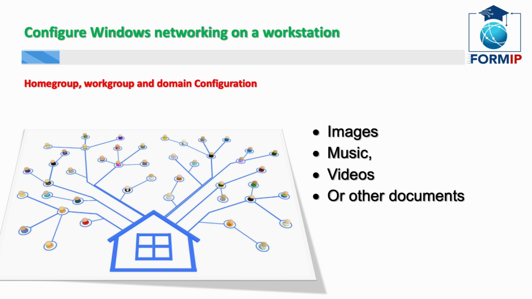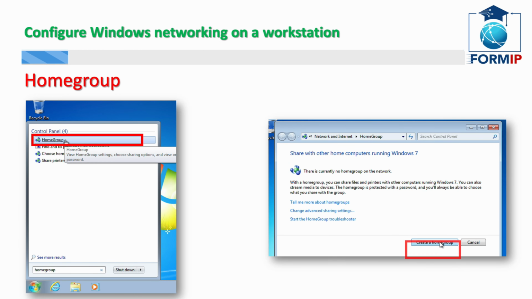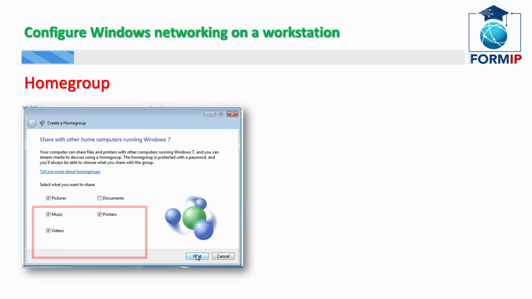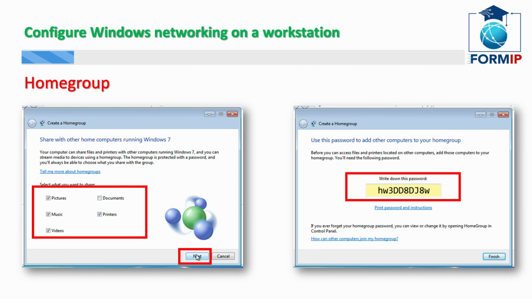So let's see how to create a home group. It is possible that you have already created a home group because it is an option that is offered at the time of the first connection to a network. If you want to start the process again, simply follow these steps. From the Start menu, type HomeGroup and open Settings. Click on Create a Home Group. Then choose the folders you want to share within that group. And finally, make a note of the password so that you can add the other computers to this group.